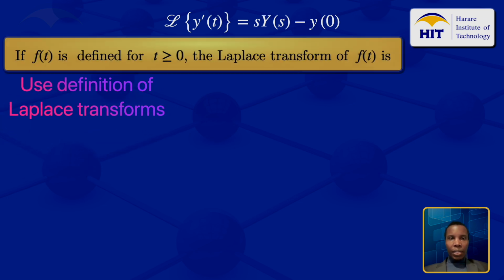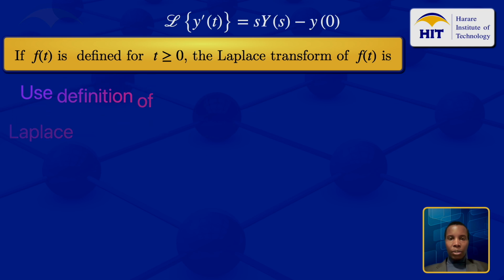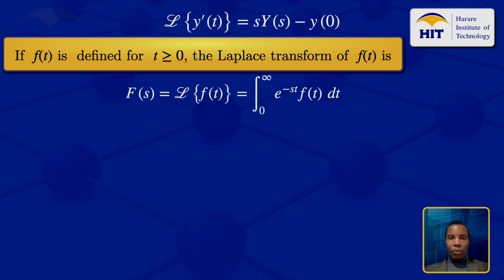If f of t is defined for t greater than or equal to 0, the Laplace transform of f of t, which we denote by F of s, is equal to the integral from 0 to infinity of e to the minus st times f of t with respect to t.